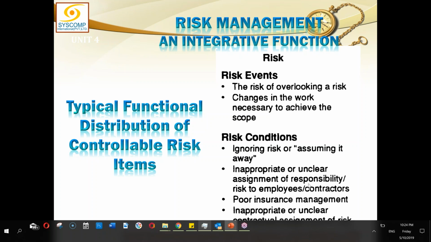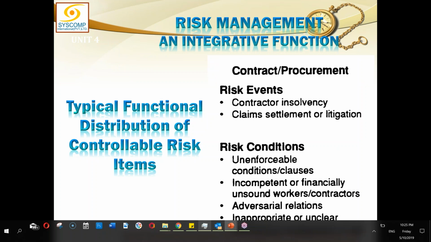We'll talk about the various roles in risk management. We have got risk owners, we have got risk action takers, risk managers, or for that matter, project managers. What are the roles of these different people in risk management? They should be properly assigned. Poor insurance management. The risk transfer mechanism is not appropriately designed. Inappropriate or unclear contractual assignments of the risk.